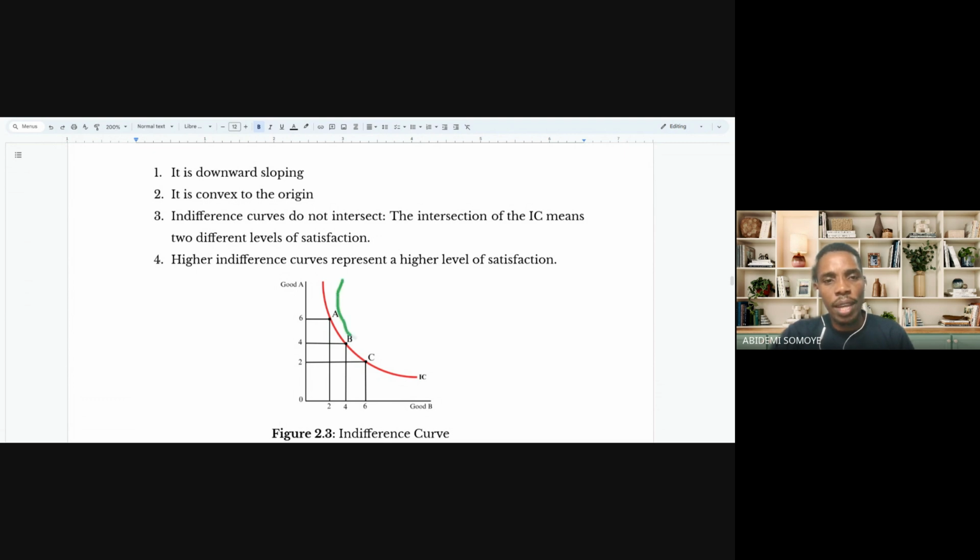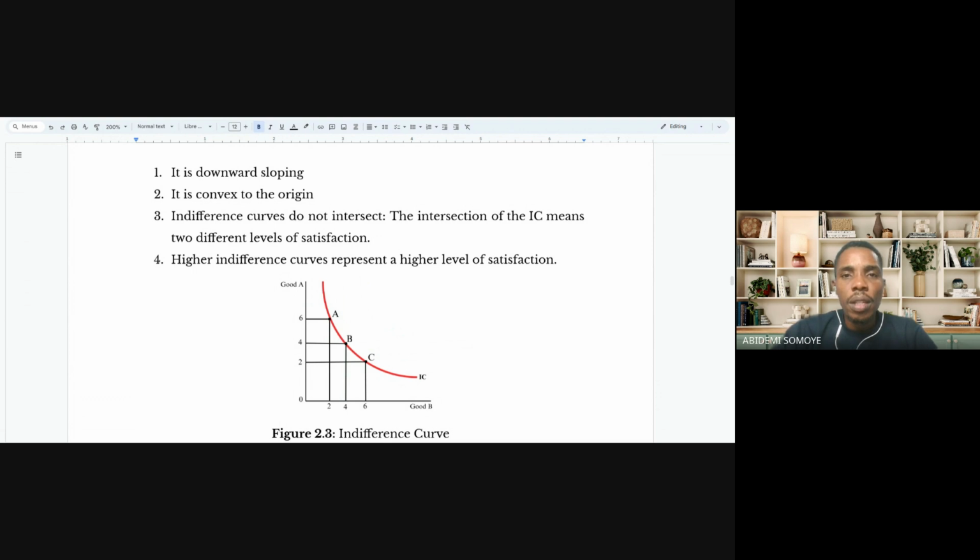So if you have one here, another indifference curve, if an indifference curve goes higher, what that means is that you can consume more of good A and more of good B. Okay, that's what it means. So a higher indifference curve means higher level of satisfaction.